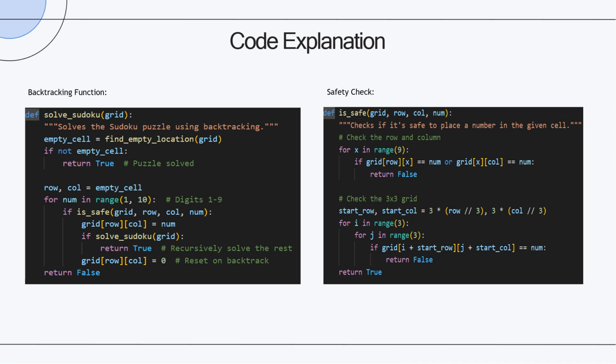The isSafe function ensures that a number placement is safe according to Sudoku rules. It checks three constraints. The number doesn't appear in the current row, the number doesn't appear in the current column, and the number doesn't appear in the 3x3 subgrid. This function loops through the rows, columns, and subgrid to verify whether the number already exists. If any rule is violated, it returns false. Otherwise, it returns true, allowing the number to be placed in the grid.